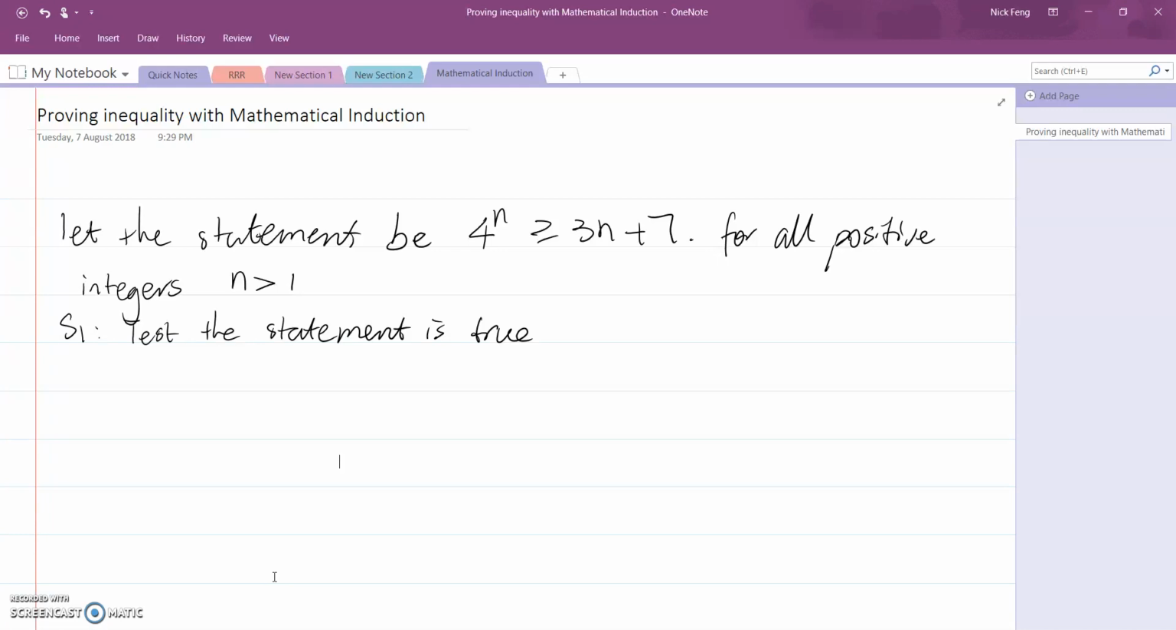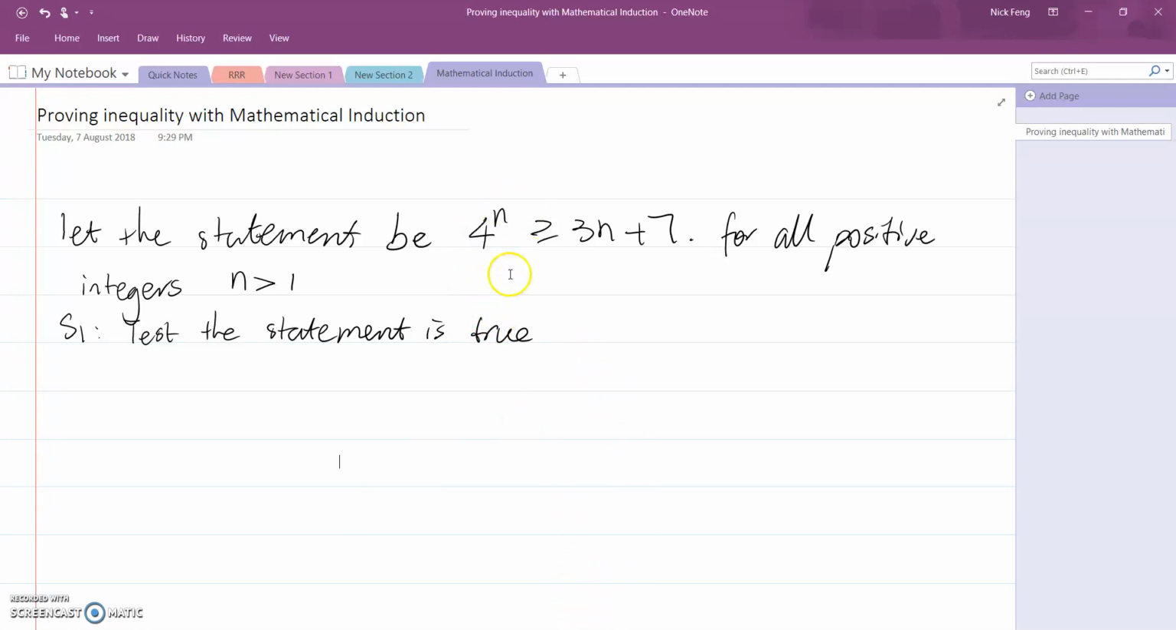I'm going to go through a few more questions on mathematical induction with the inequality with you. Some of them can be very challenging, some of them are pretty straightforward, depends on which one we go. So let's go with the first one. This is the one in your booklet.